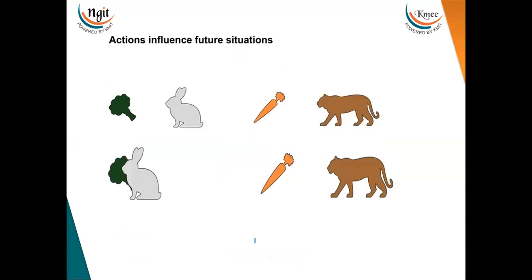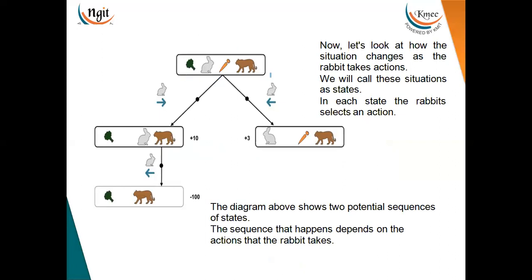Okay. So here we can see that this is the current situation and there are two possible actions. The rabbit may eat broccoli or the rabbit may eat carrot. When the rabbit is eating broccoli, the carrot is in front of the tiger. So the rabbit is away from the tiger and he is safe, though he is getting the lower reward of plus 3. But when the rabbit is eating carrot, he will get the maximum reward, that is plus 10. But his life is in danger. He is attacked by the tiger. Now here he will get the penalty of minus 100.